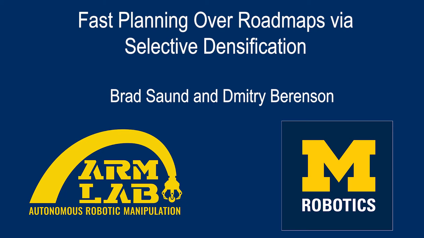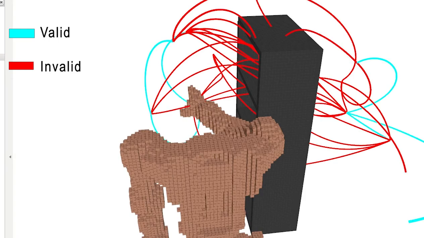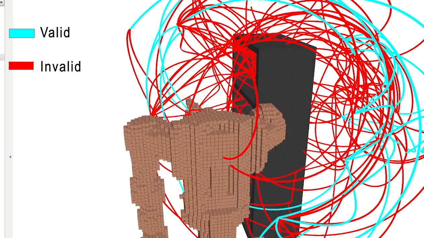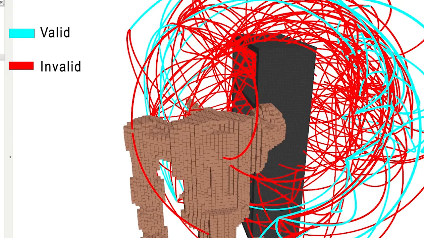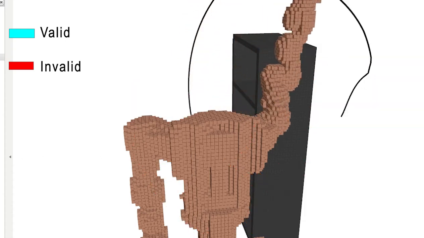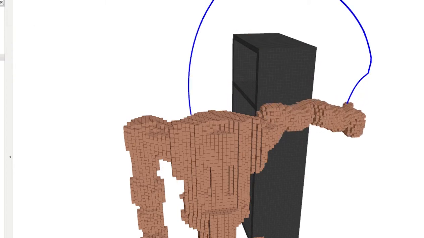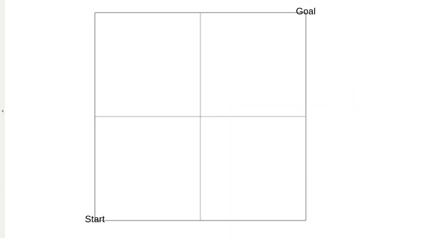In this work, we introduce a method for planning over roadmaps we call selective densification. We address the robotics problem of planning a path from a start configuration to a goal configuration that avoids known obstacles. We build on the approach of using a roadmap. A roadmap is a graph where nodes correspond to robot configurations. The planning problem is then reduced to finding a path in this graph.